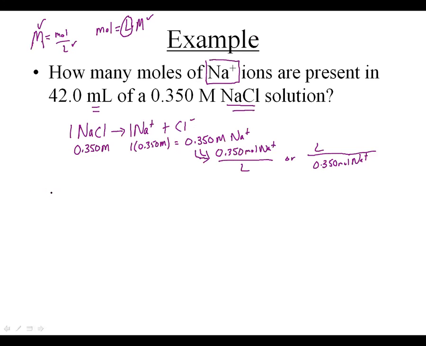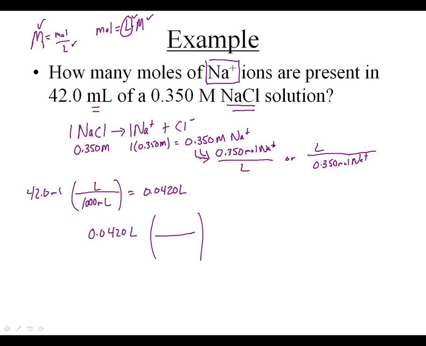So 42 milliliters. There's 1,000 milliliters in a liter. You're basically just going to move the decimal place three places to the left in this case. So now we have the liters. We have the molarity. So if we take 0.0420 liters, and again, if I do the problem like dimensional analysis, I will want to use it like this, 0.350 moles of sodium on top per liter. Liters are going to cancel, and we will end up with 0.0147 moles of sodium ions.